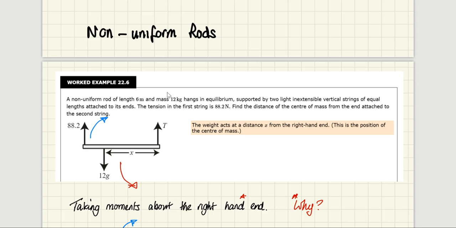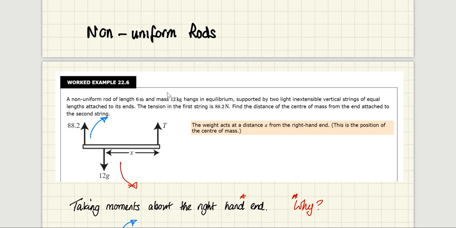All right. So we're going to look at what we do when it's a non-uniform rod. We're also going to look at an example when things are not horizontal. So we've got angles involved. We've got to resolve forces. Right, so we'll rattle through those things, and then obviously you can get on and do some work.